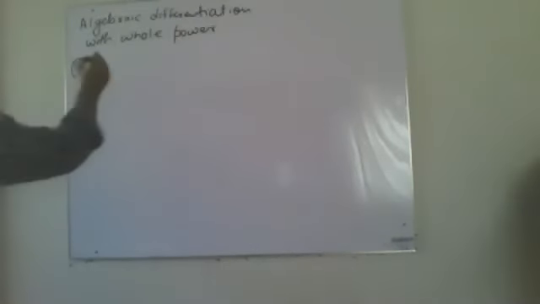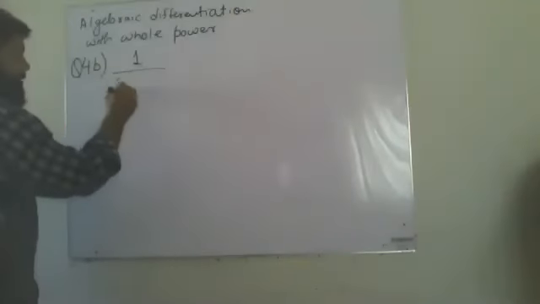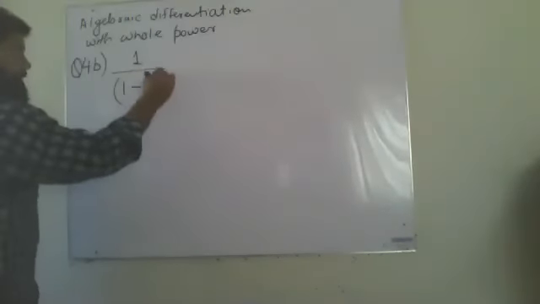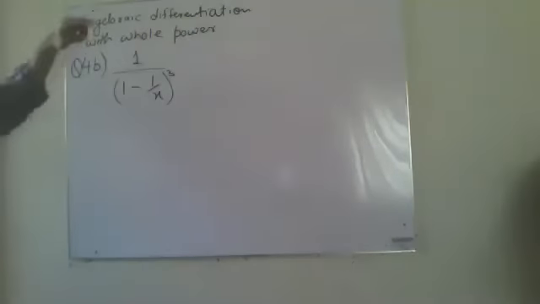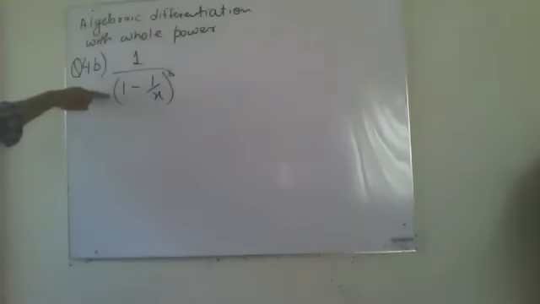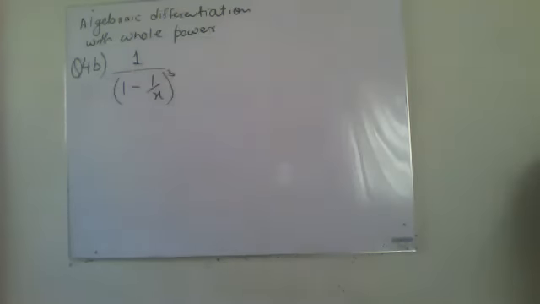And the question says 1 upon 1 minus 1 over x whole cube. Okay, this is my question. 1 over, in the denominator, 1 minus 1 over x bracket close whole cube. I have to differentiate this thing.